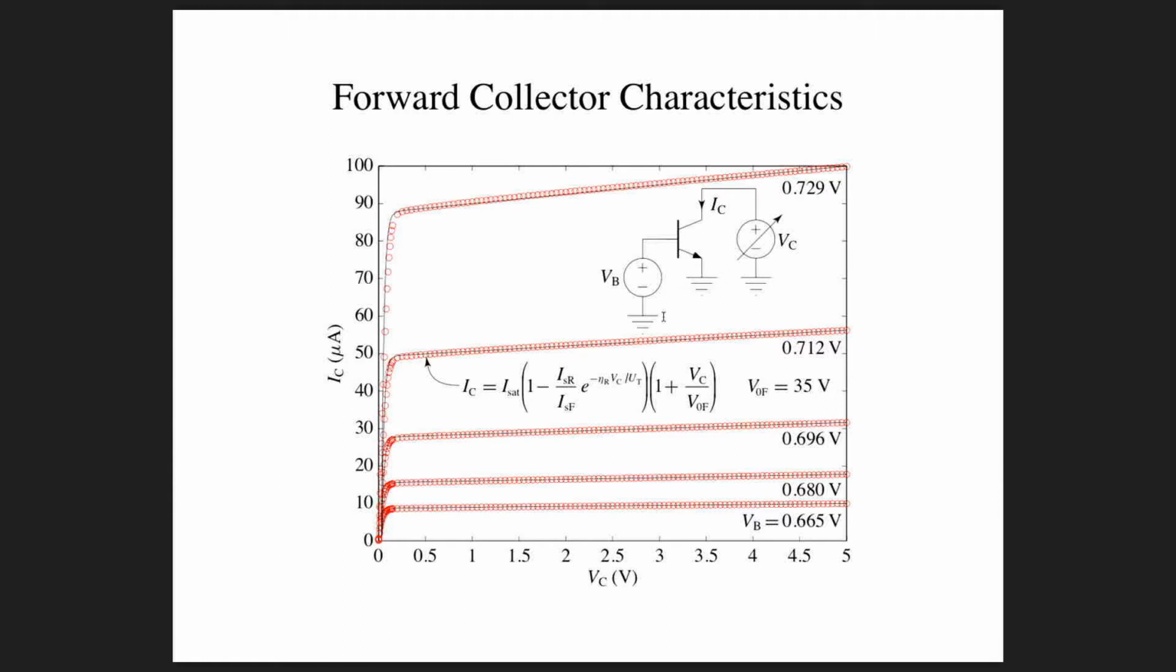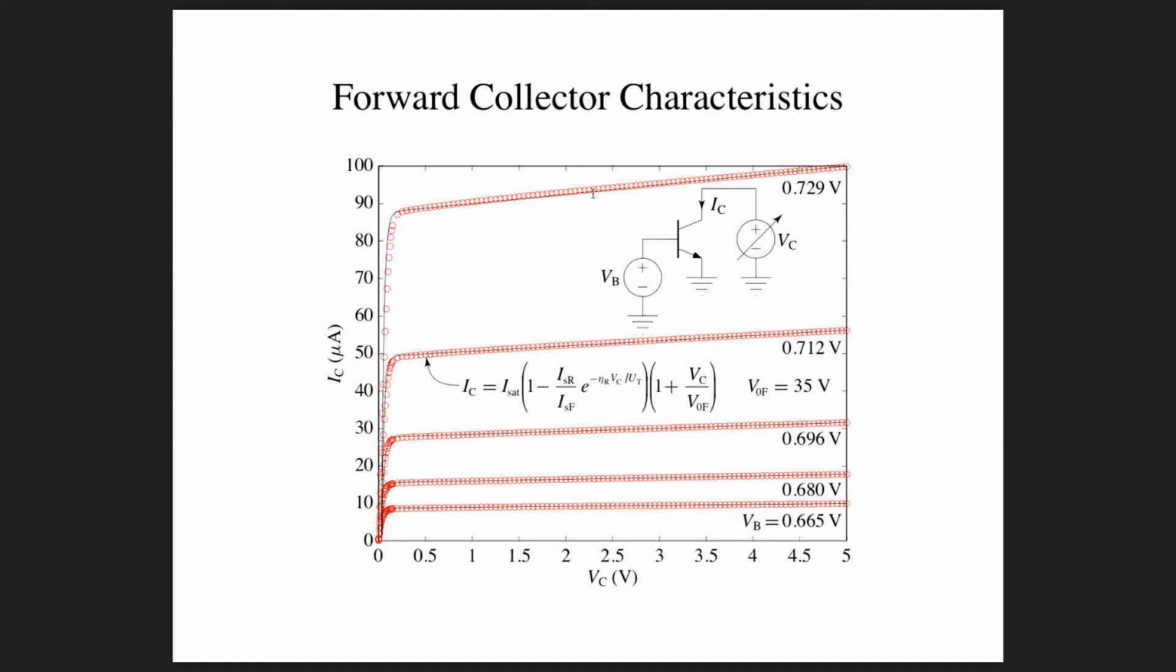And you can see here, especially these lower curves here for VB equals 0.665, that this looks pretty flat. This is about 10 microamps, and this is looking pretty flat, okay? Until you get down here to maybe about 0.1 or 0.2 volts, and somehow it suddenly plummets down towards 0. And that's a typical way that these kind of curves look.